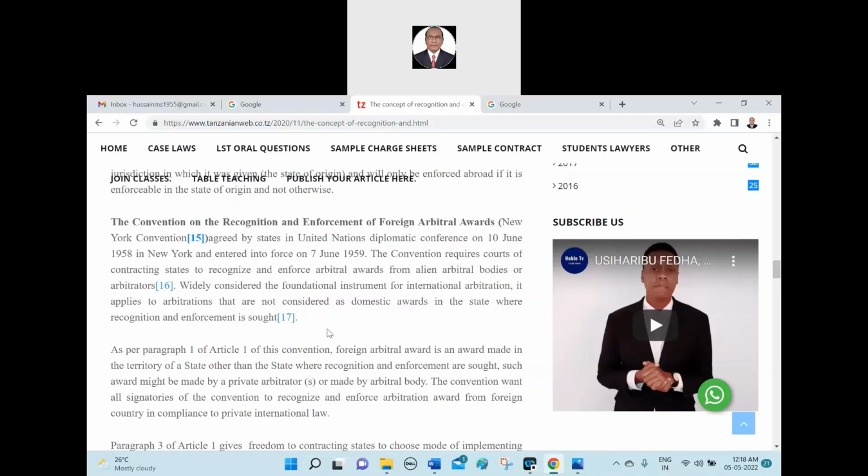The Convention on the Recognition and Enforcement of Foreign Arbitral Awards, New York Convention, agreed by states in the United Nations Diplomatic Conference on 10th June 1958 in New York and entered into force on 7th June 1959. The convention requires courts of contracting states to recognize and enforce arbitral awards from alien arbitral bodies or arbitrators. Widely considered the fundamental instrument for international arbitration, it applies to arbitrations that are not considered as domestic awards in the state where recognition and enforcement is sought.